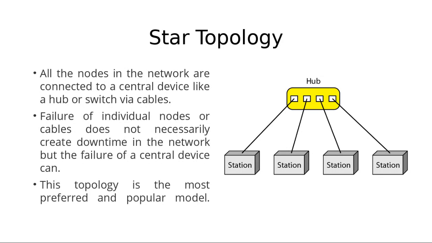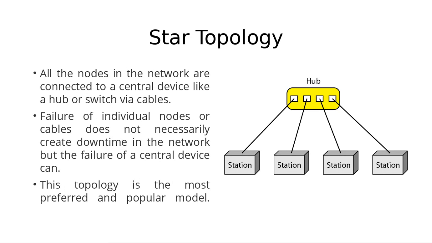Okay, so the first type of topology is your star topology. In a star topology, all the nodes in the network are connected to a central hub or a switch via different cables. If one node fails, it does not mean the entire network will fail. Here, different stations are connected to this hub, so if one station fails, it is not going to impact the rest of the stations.